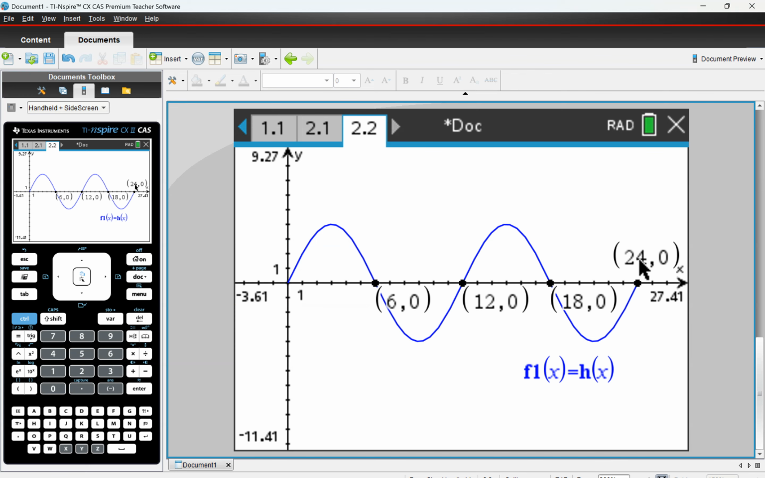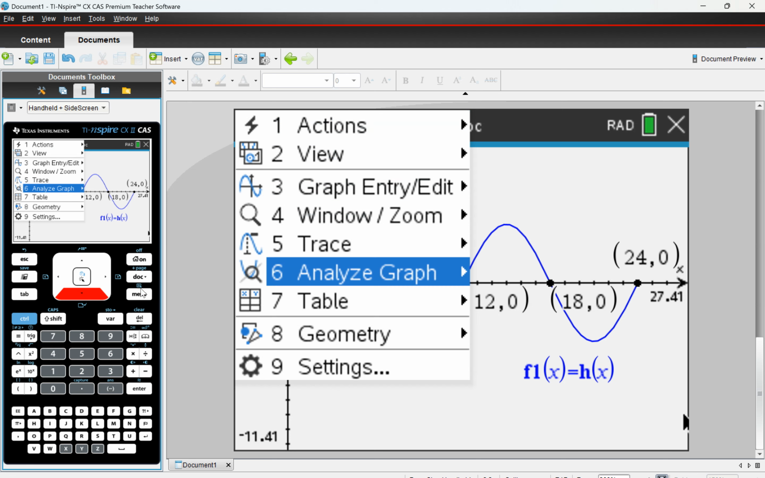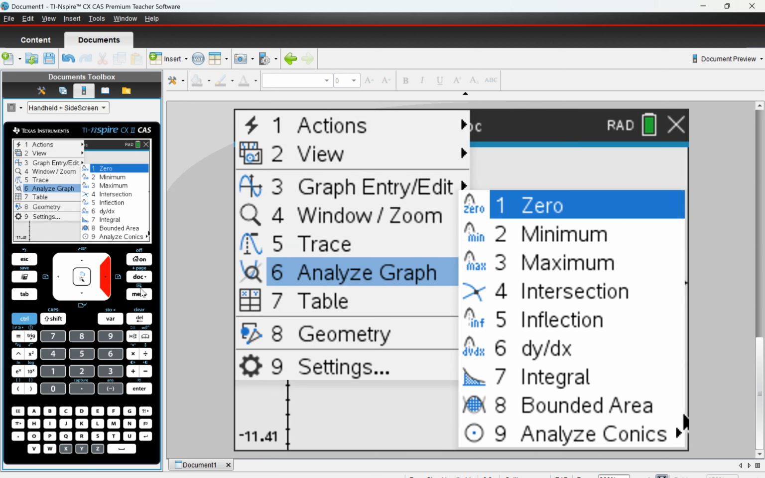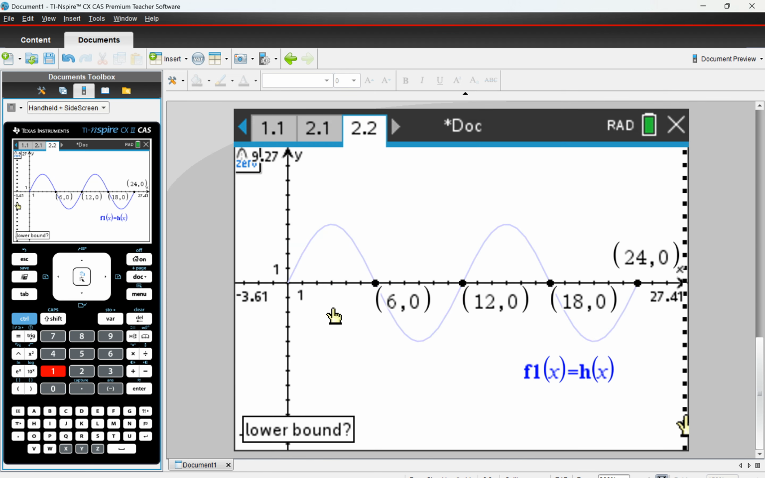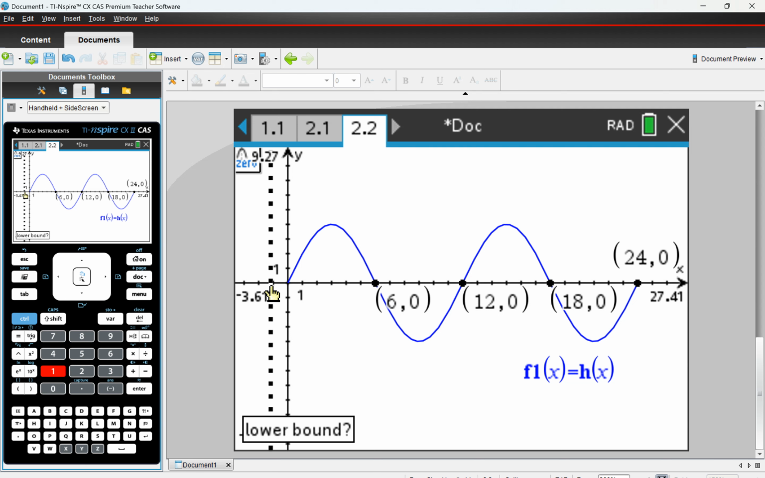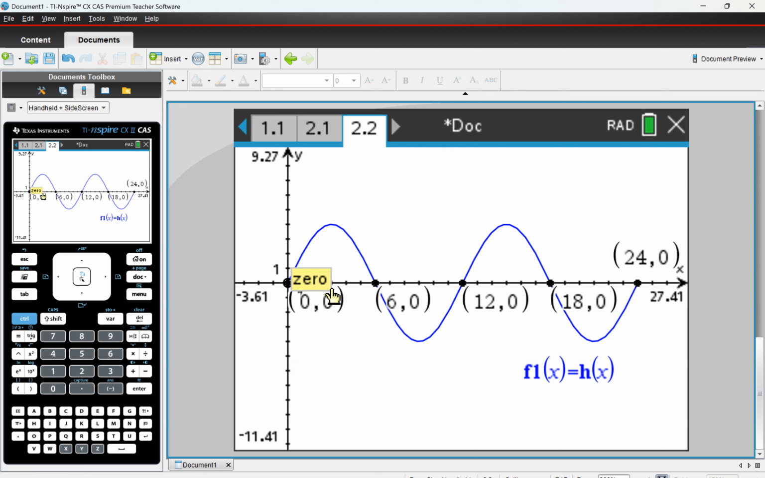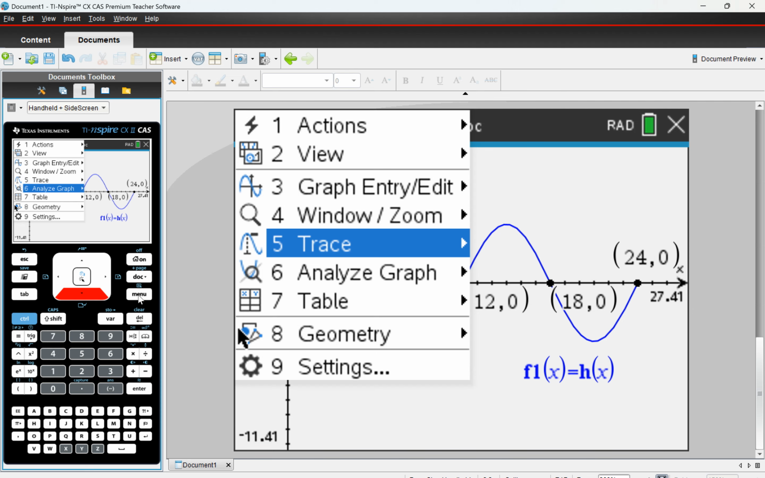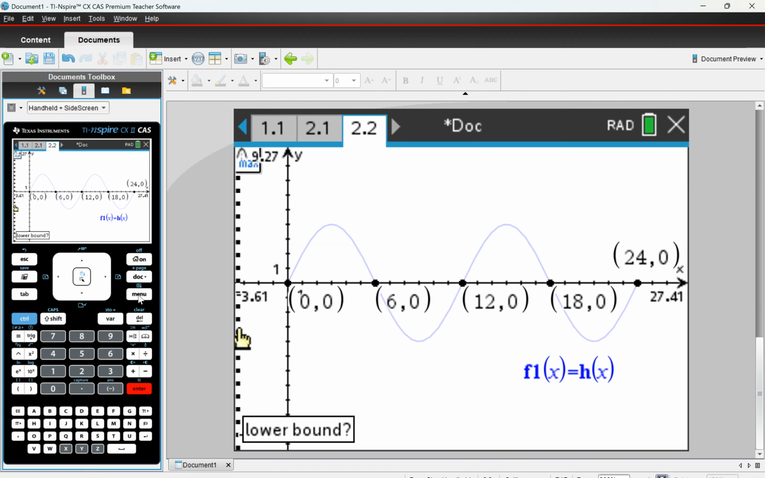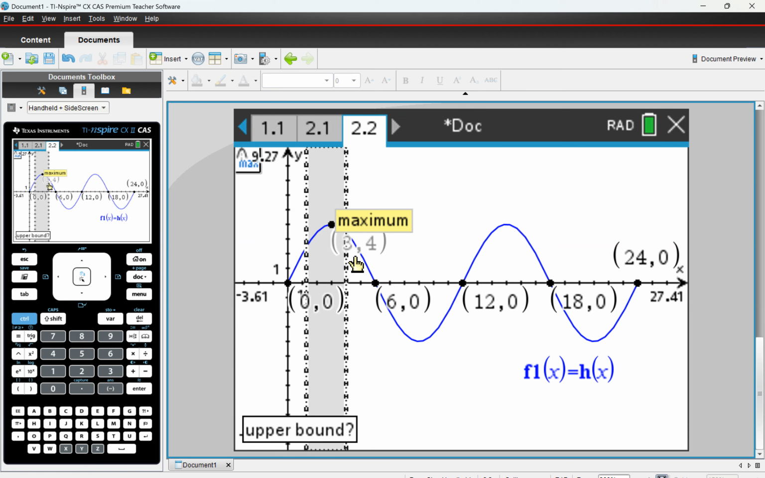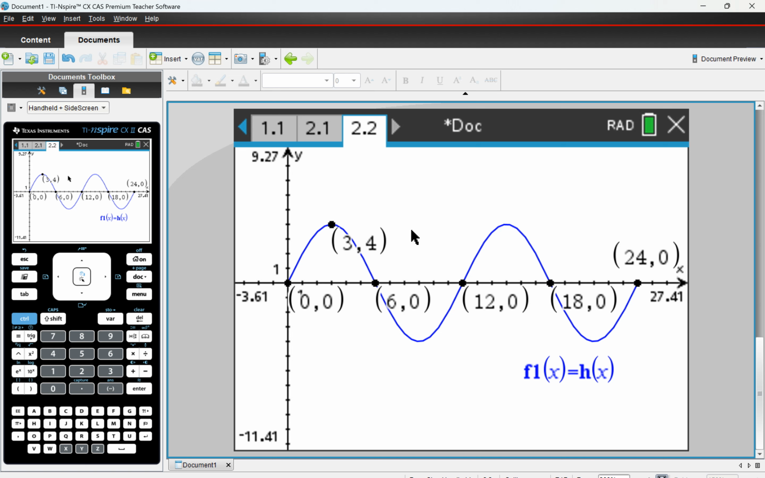Like that one? I went to menu, analyze, and then the first one, 0. What you do is select the left of where you think the x-intercept is. Don't put exactly where it is. Go left of it, click once, go to the right of it, click another time. Between that interval, it'll find you the x-intercepts. And if you want to know the maximum, you can do the same thing again: menu, analyze, maximum. Select left and right of where you think the maximum is, and it tells you 3, 4. So that's how I knew: 3, 4, 9, -4.